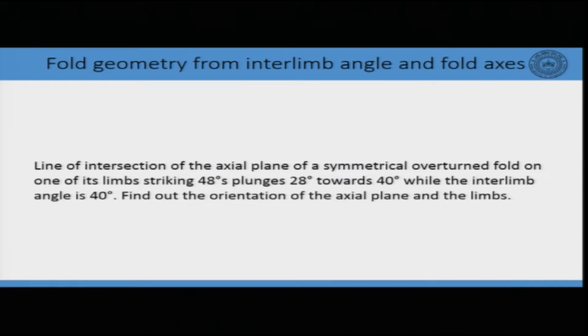So, clearly the line of intersection of the axial plane on one of its limbs gives us the fold axis. So, we have been given the information that the fold axis plunges 28 degrees towards 40 degrees and one of the limbs strikes 48 degrees, while the interlimb angle is 40 degrees and the fold is a symmetrical overturned fold. With this information in mind, we will try to determine the orientation of the axial plane and the limbs of the fold. So, we again will use the tool Stereonet.